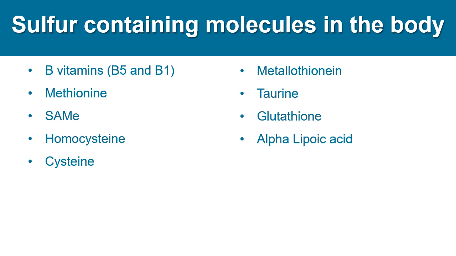Sulfur-containing molecules are also found in the body: B vitamins, biotin, B5 and thiamine, methionine, SAMe, homocysteine, cysteine. I talked about metallothionein, taurine, glutathione, and also alpha-lipoic acid. So these are sulfur-containing molecules. If you're taking supplemental forms of these as well, you are providing your body with sulfur as well.